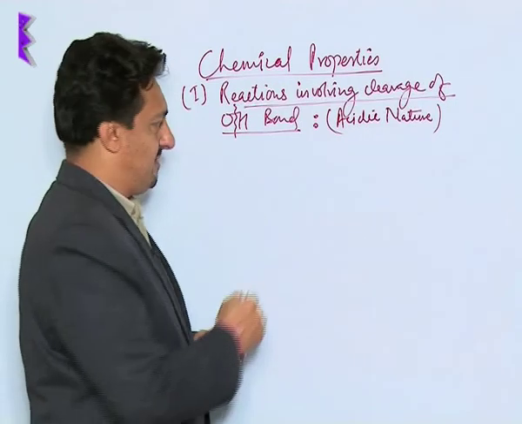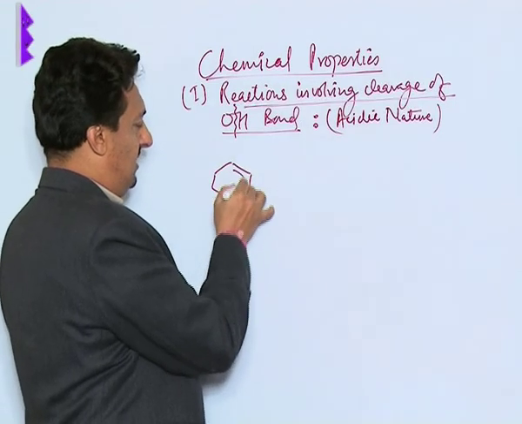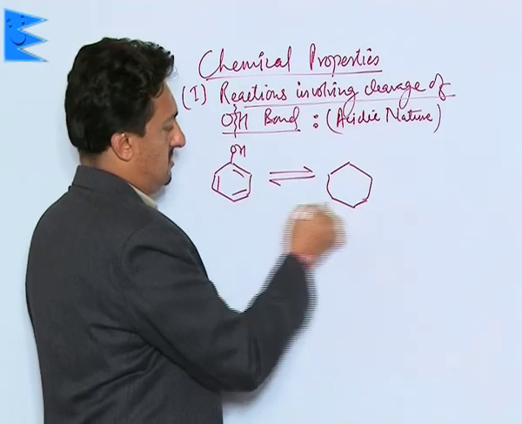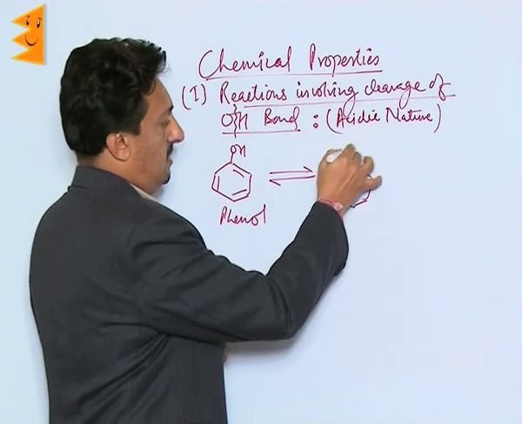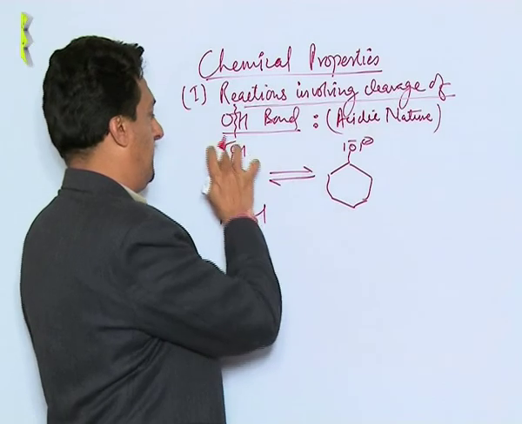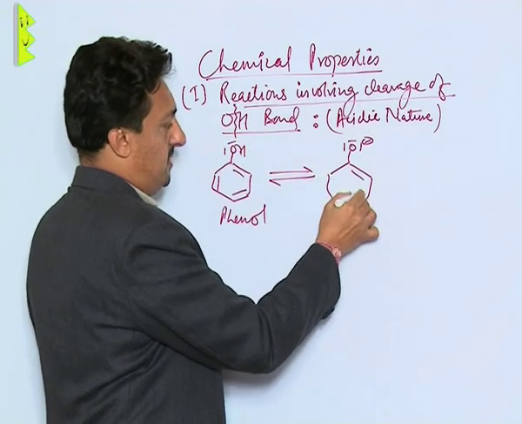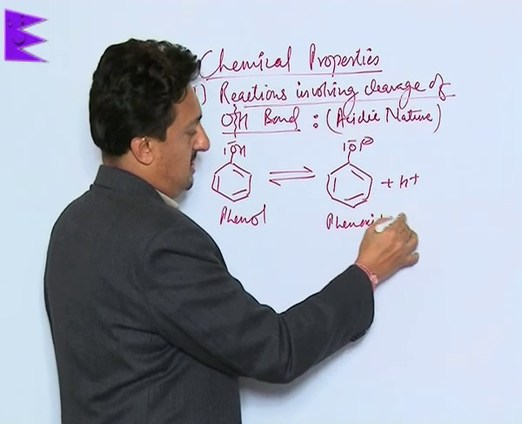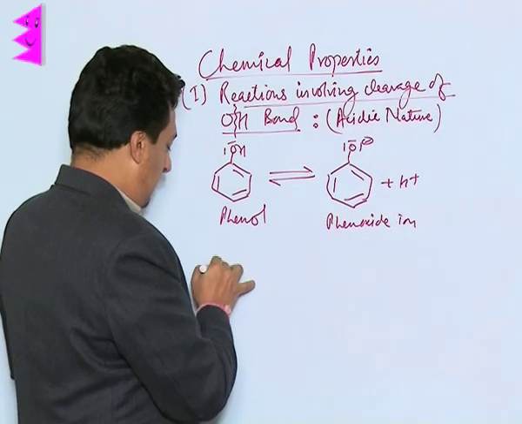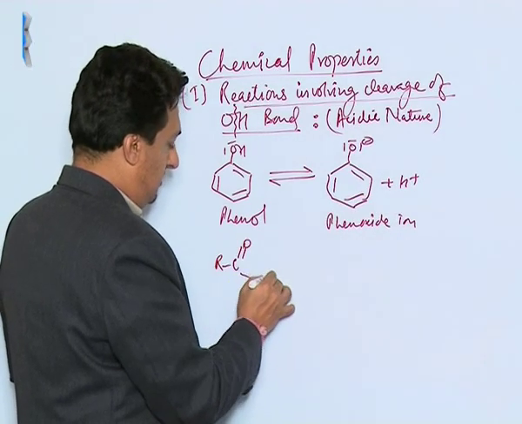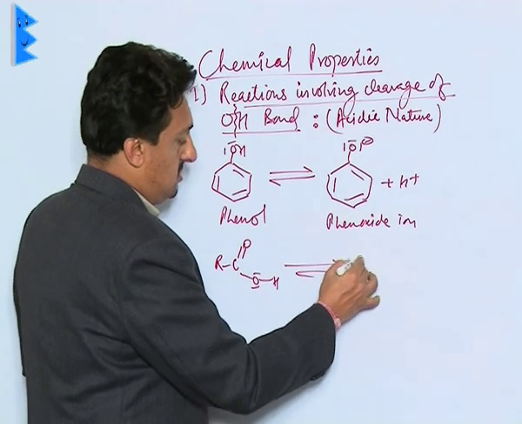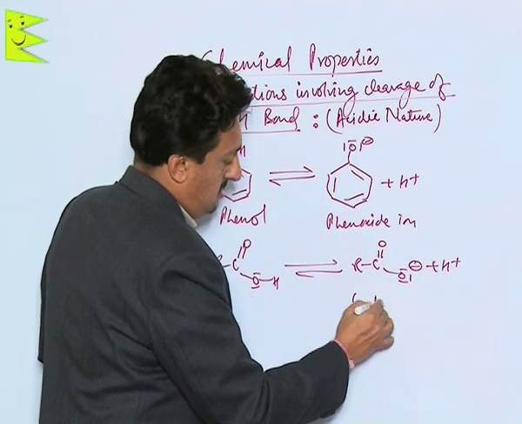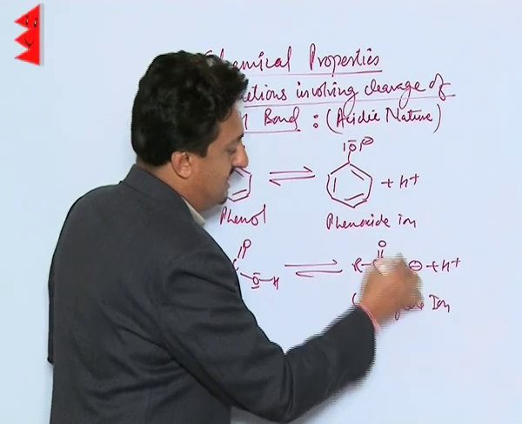Now what you need to understand here is the acidic nature of carboxylic acids. See, we have done phenol in the last chapter. We know that phenol breaks down into phenoxide ion and the H plus ion. And similarly, a carboxylic group breaks down to carboxylate ion.